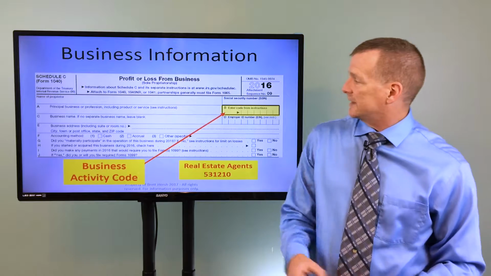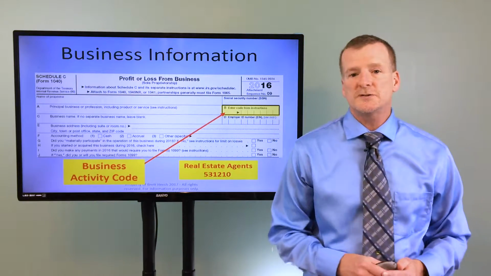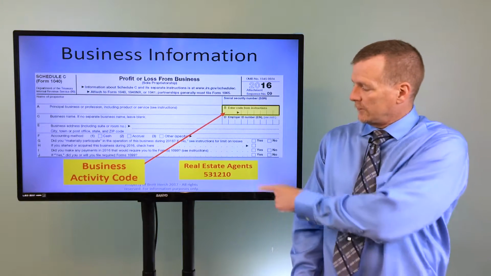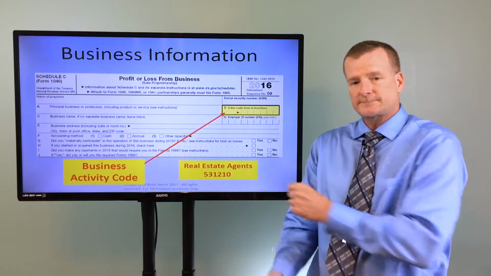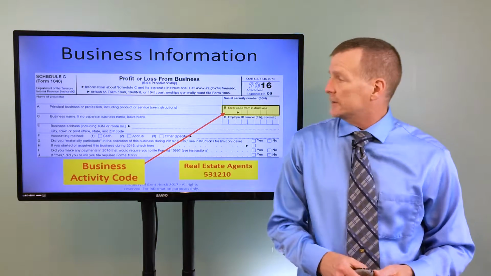Okay, now here's your business activity code section. This is a very important number, and if you're using your own software, you might have a very hard time finding this. However, the code for real estate agents is right here. It's 531210. So you want to use that code.